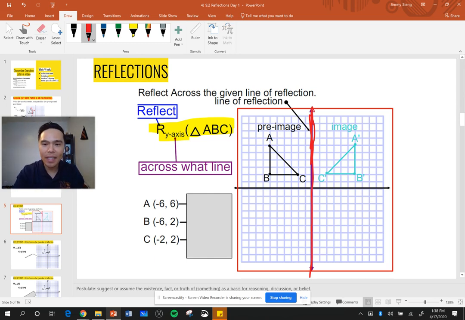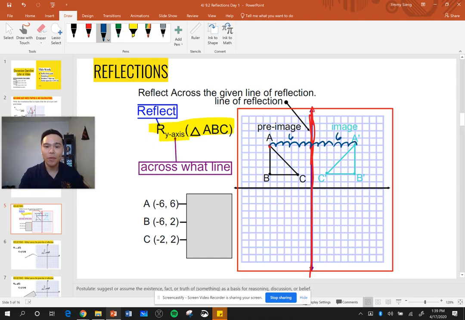So if I was to look at each point, for example A, I'll use blue. I can see that A is 1, 2, 3, 4, 5, 6 away, or 6 away from that reflection line. So A prime, where the image is going to be, if this is 6 away, it's also going to be 1, 2, 3, 4, 5, 6 away, okay?